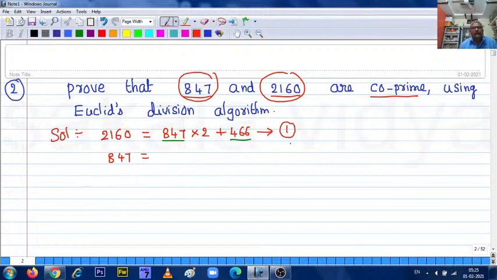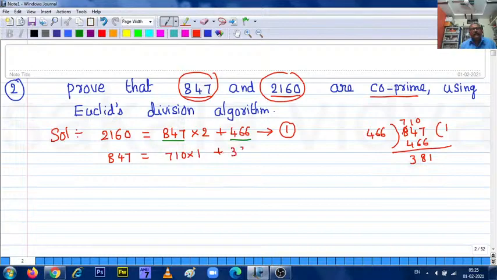Okay. So now 847 divided by 466. 466 one time is 466. Subtract, take borrow 10, we get 381. So 847 can be written as 466 multiplied by 1 plus 381. This is equation 2. Now apply the algorithm on 466 and 381.